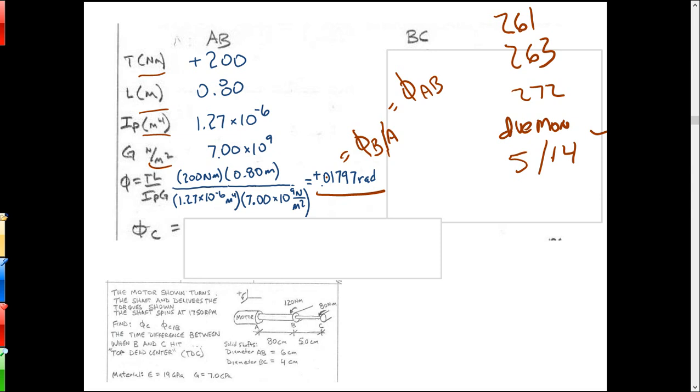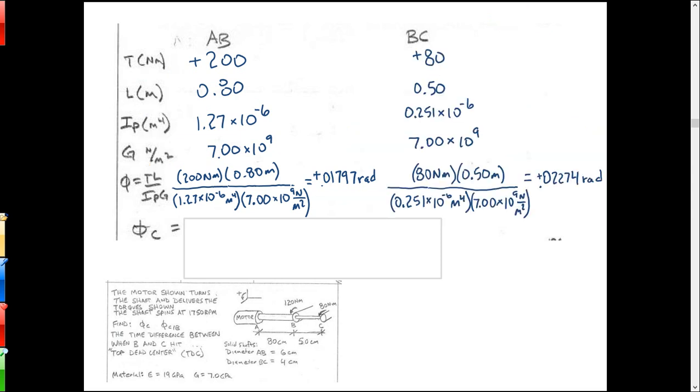Are we okay with that? Okay, we can do it again for BC, plus 80 for the internal torsion. 0.5 meter length, 2.251 times 10 to the minus 6 for I, 7 times 10 to the 9 for G, plug it in, and I get positive 0.02274 radians. Okay. So each point there is twisting a little bit with respect to the other.